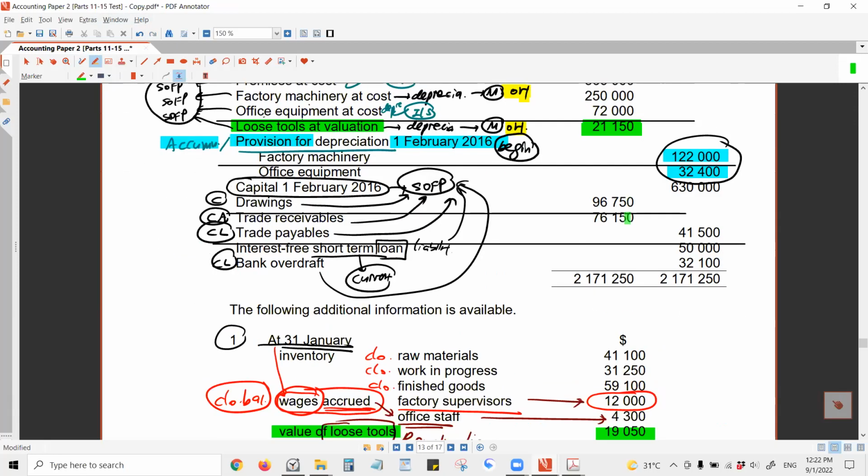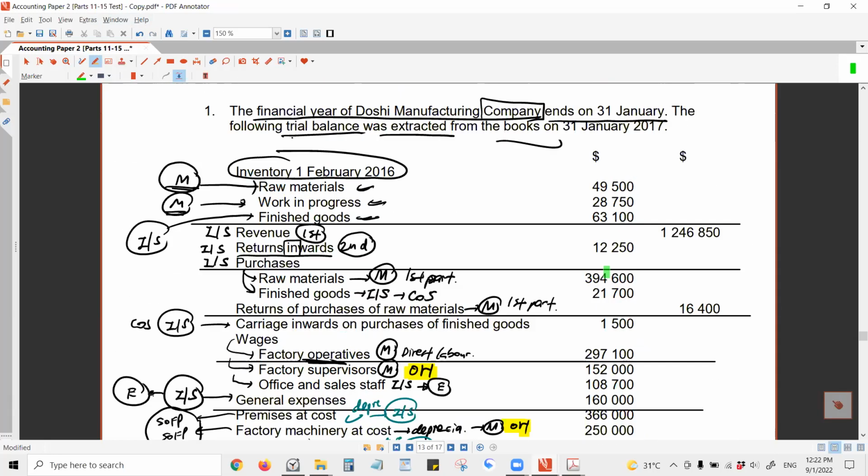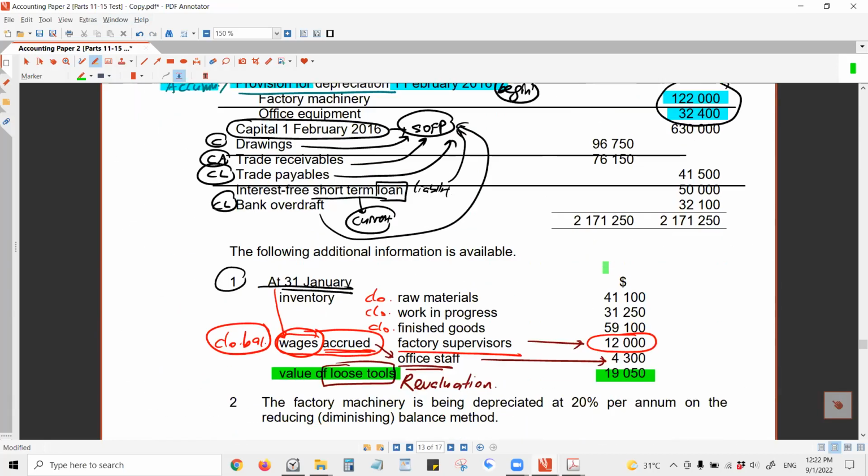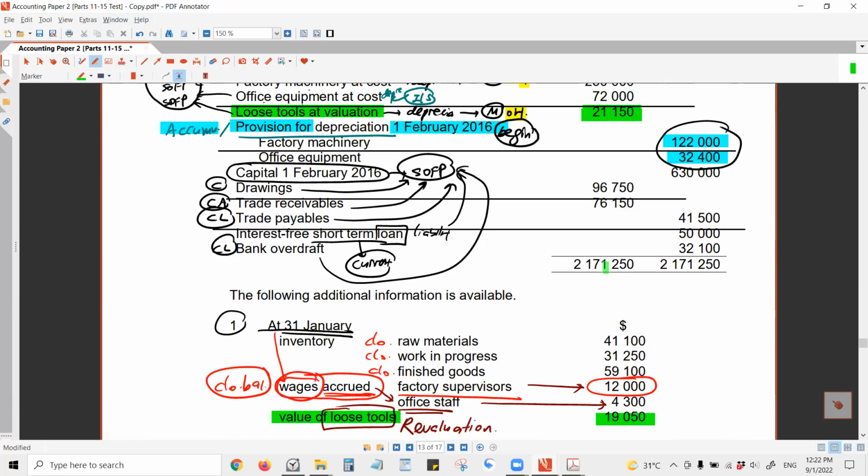So then we find the difference. Hold on, did you buy any loose tools during the year? No, right? So you find the difference between these two amounts, then you will get the depreciation. Later we do the calculation.